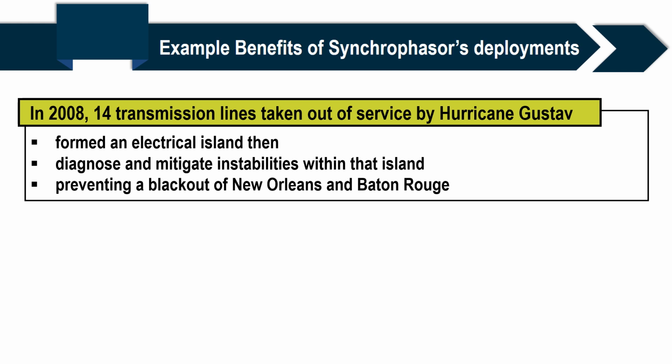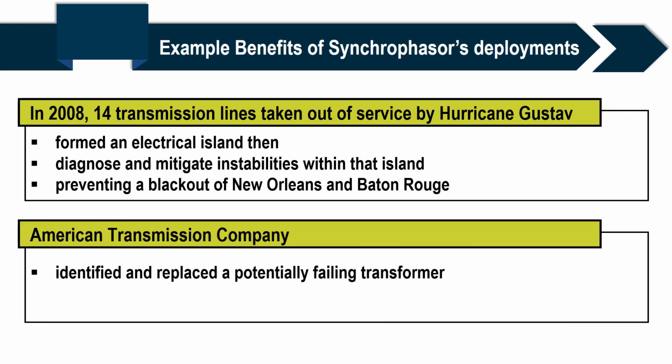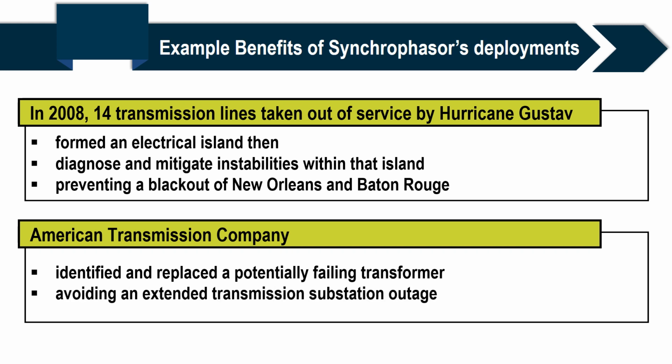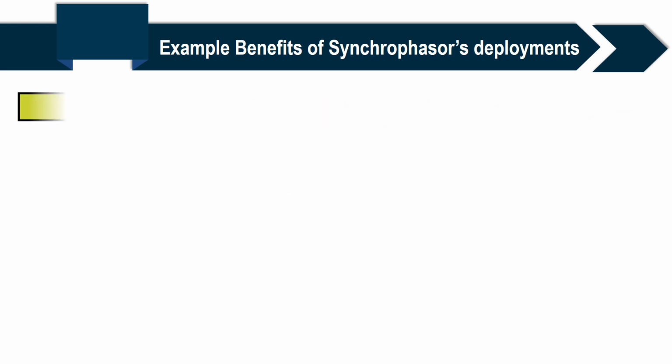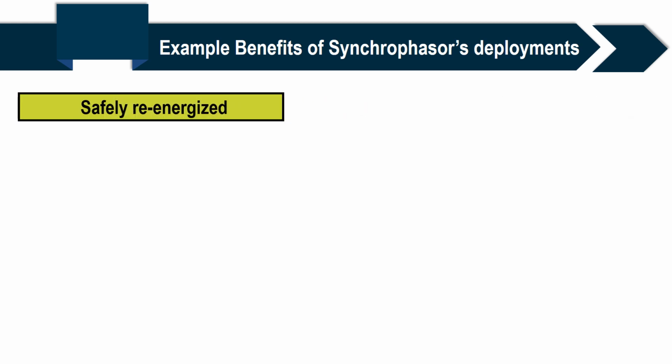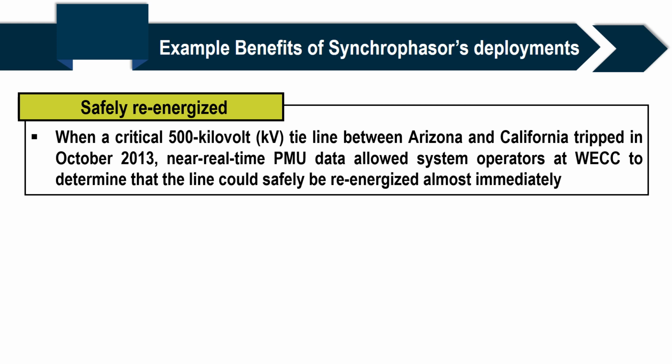Another example, American Transmission Company identified and replaced a potentially failing transformer, avoided an extended transmission substation outage. With this data, lines can be safely re-energized. In one instance, when a critical 500 kilovolt tie line between Arizona and California tripped in October of 2013, near real-time PMU data allowed system operators at WECC to determine that the line could safely be re-energized almost immediately. Without this data and analytics, it would probably have taken many days to perform the re-energization.